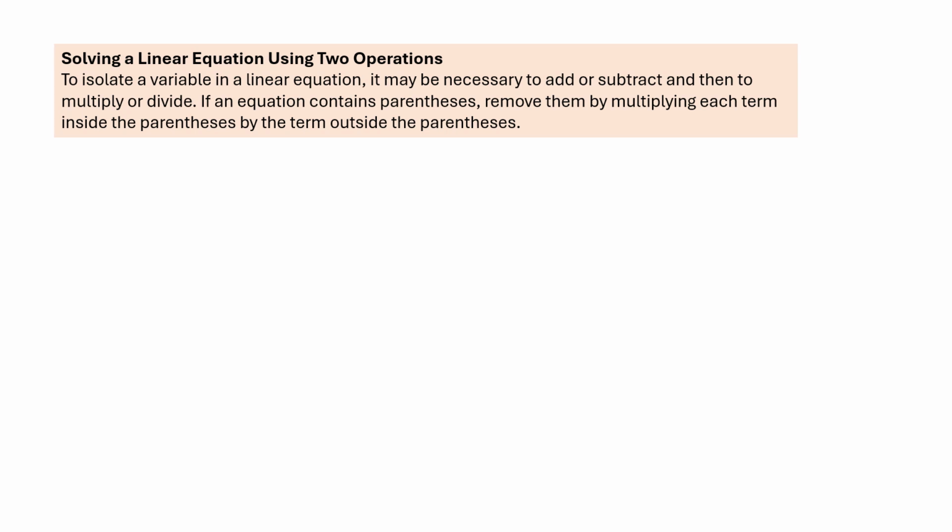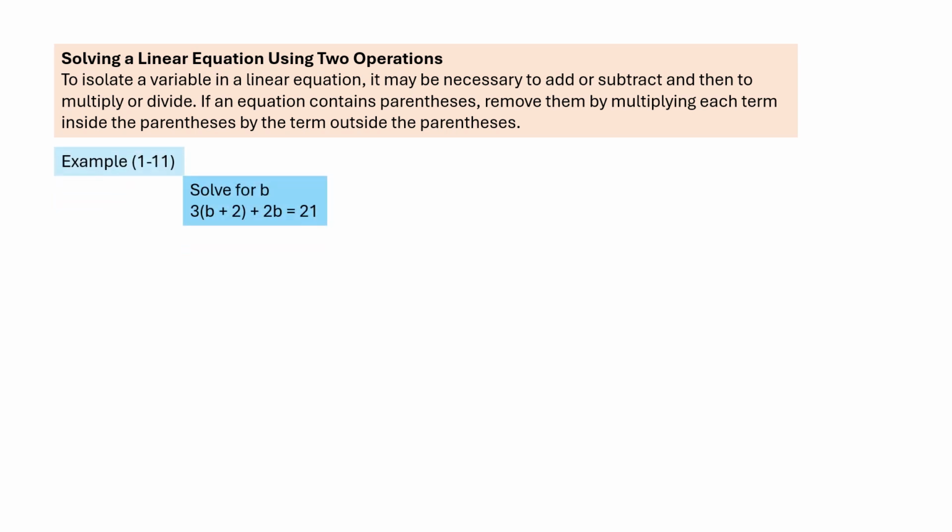Solve a linear equation using two operations. To isolate a variable in a linear equation, it may be necessary to add or subtract and then to multiply or divide. If an equation contains parentheses, remove them by multiplying each term inside the parentheses by the term outside the parentheses, as you do many times.